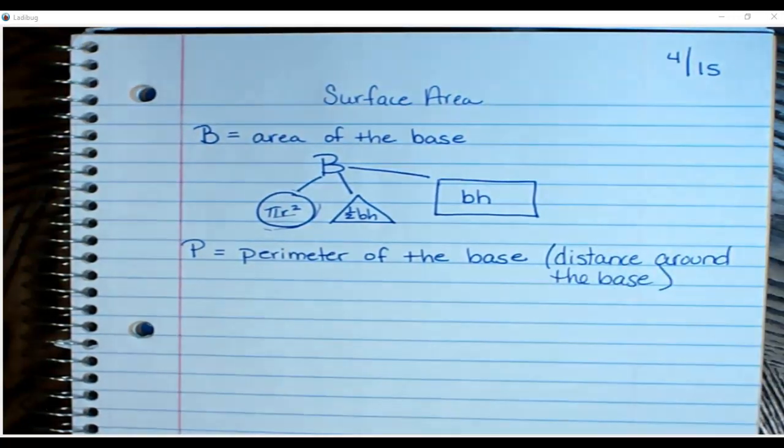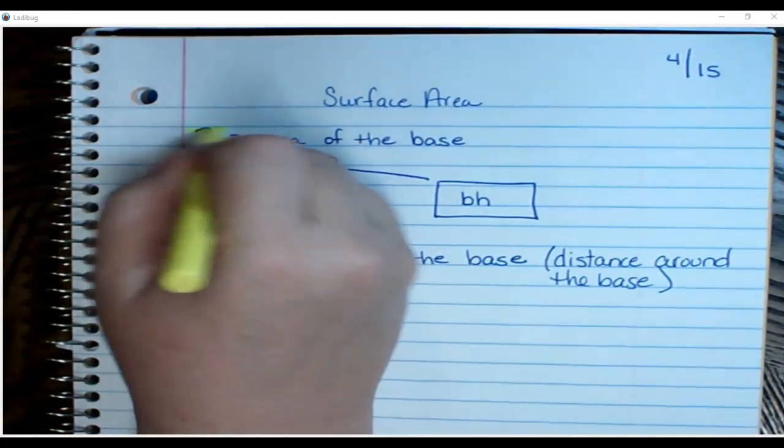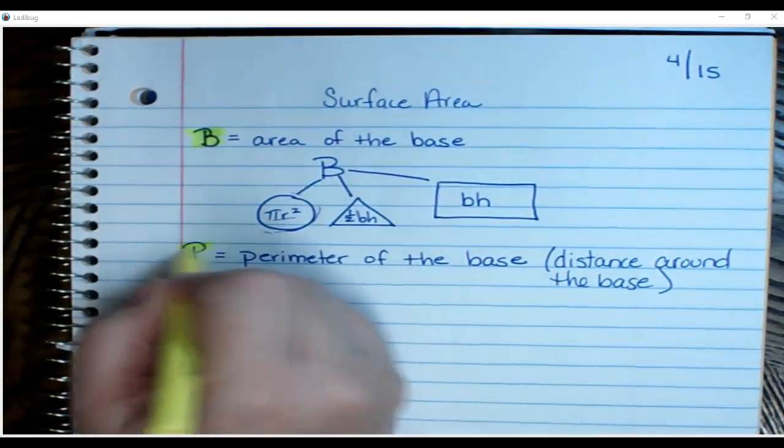Okay, so that's our first two vocabulary terms. Capital B, area of the base. Capital P, perimeter of the base.